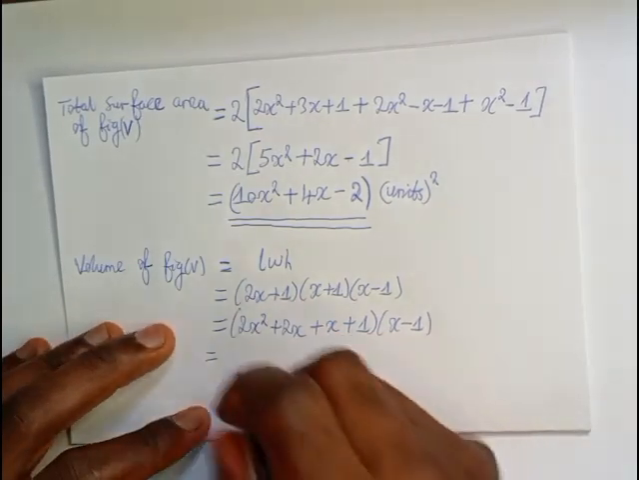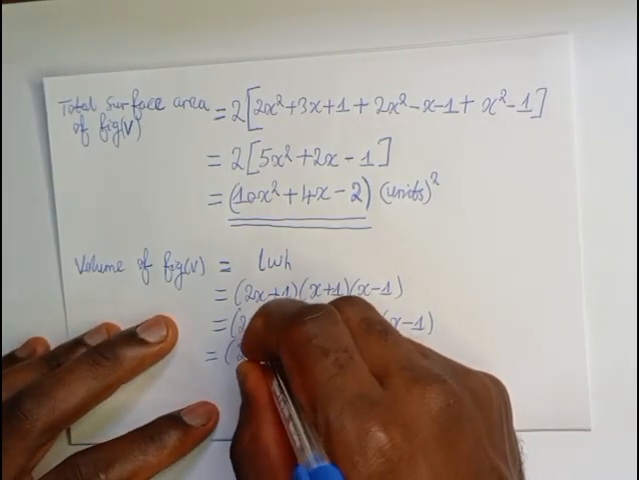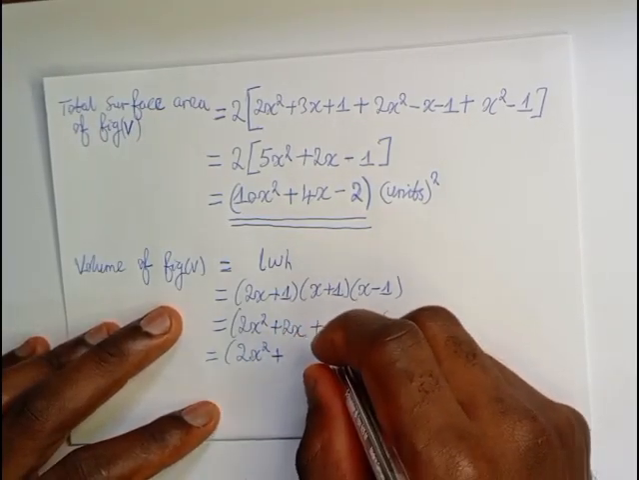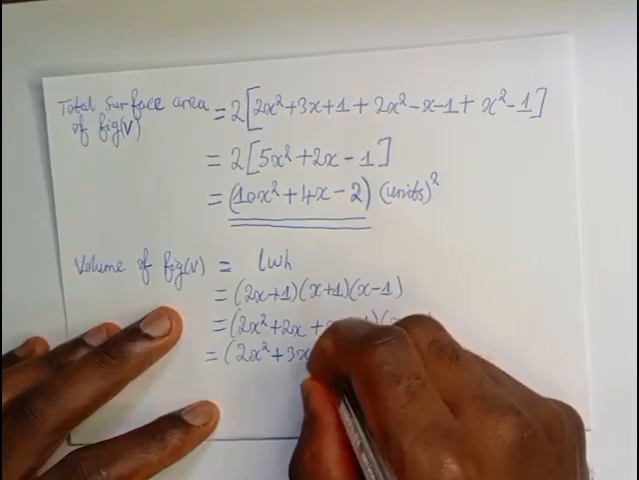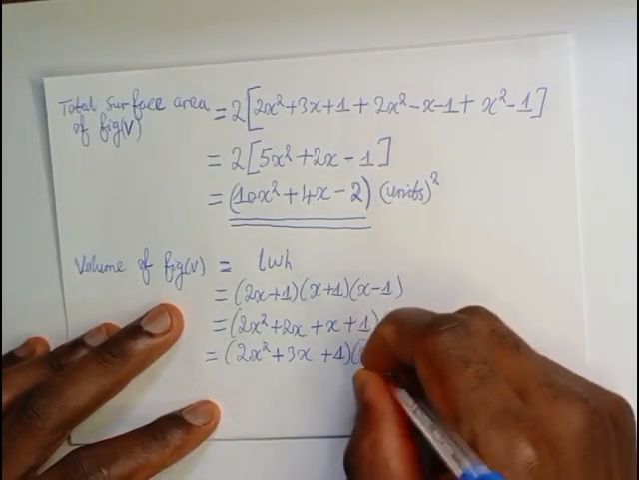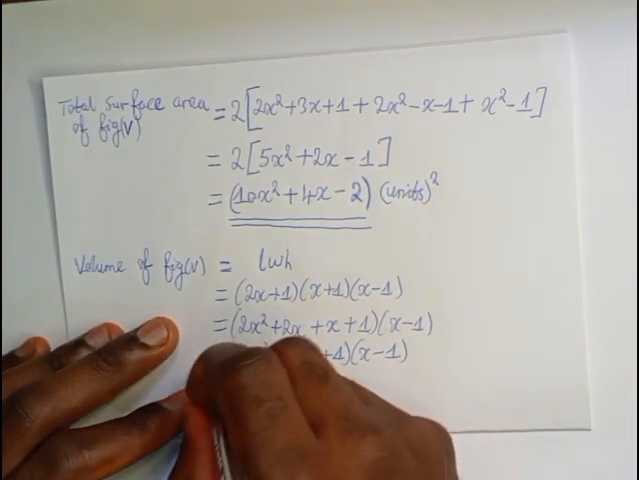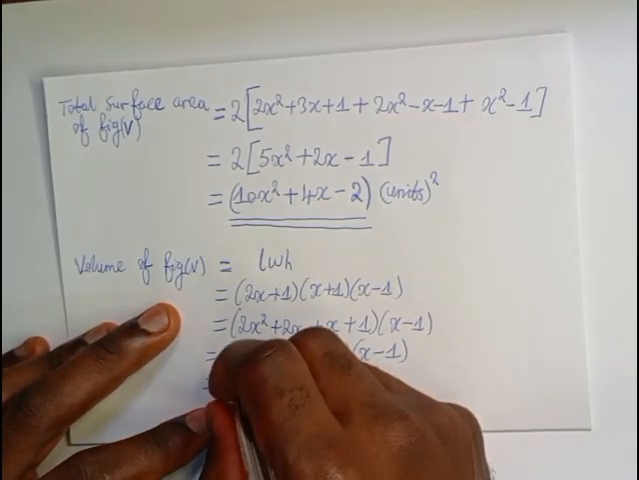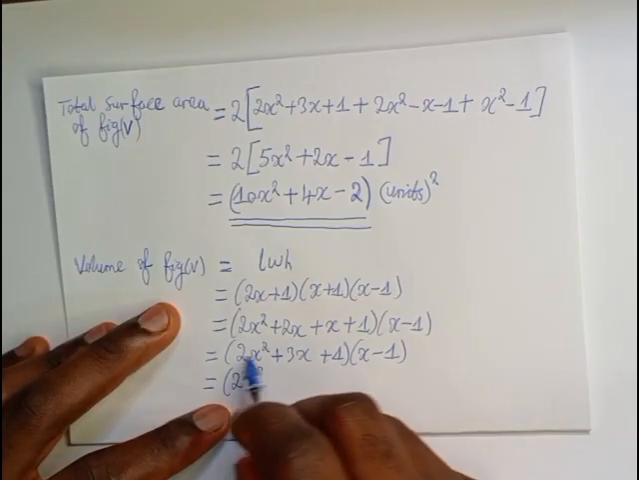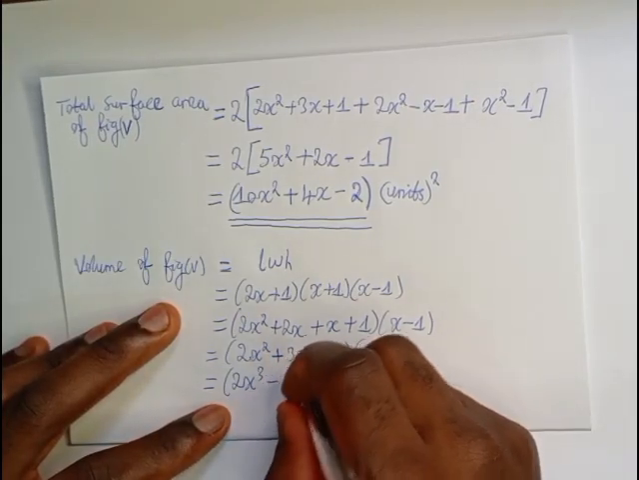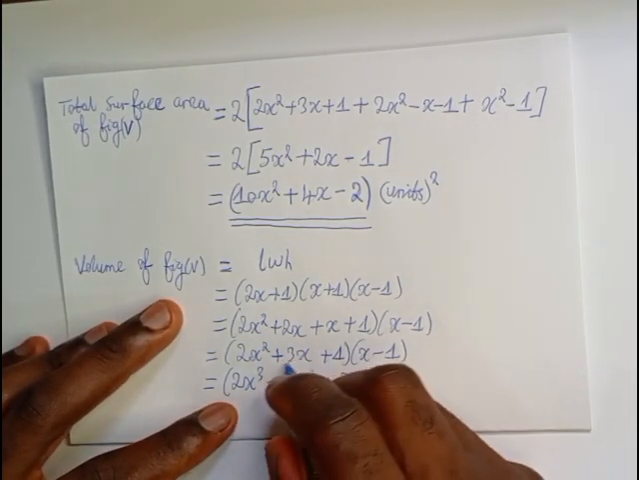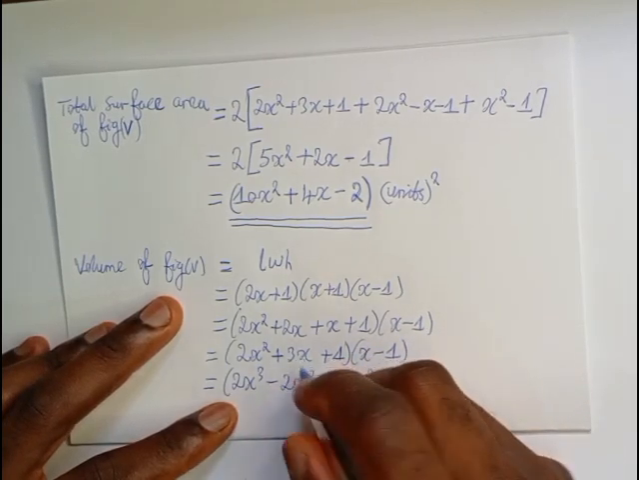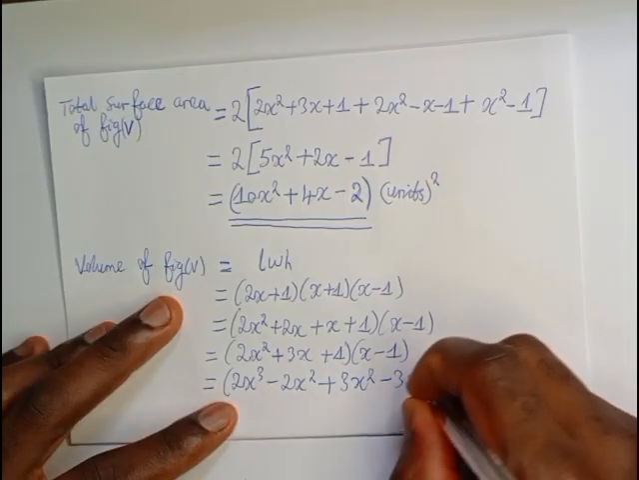This will simply be equal to, simplifying the first bracket, we'll be left with 2x squared plus 2x plus x gives us 3x, plus 1, times x minus 1. Expanding, 2x squared times x gives us 2x cubed. 2x squared times negative 1, negative 2x squared. 3x times x gives us plus 3x squared. 3x times negative 1, negative 3x.